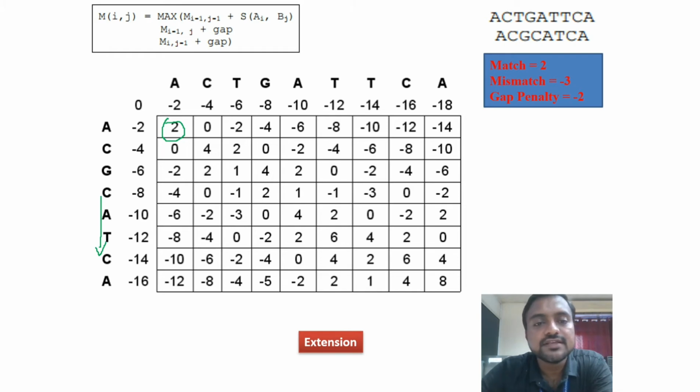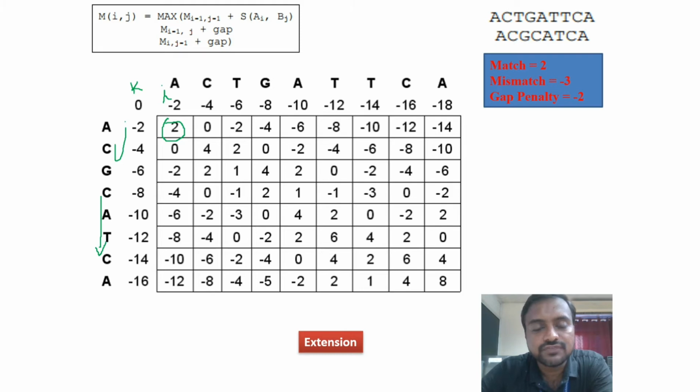The formula says we need to fill this cell with one of the three possibilities, and we need to choose the value which is the maximum of the three. So how is that? I minus gap penalty, J minus gap penalty, and K plus match or mismatch score. Now the question is, where is I? So this is my I. Where is J? Now this is my J. Then comes the question, where is K? The diagonal happens to be the K.